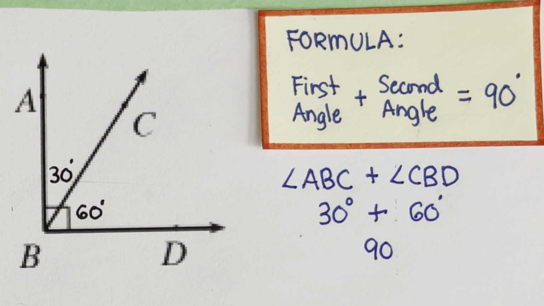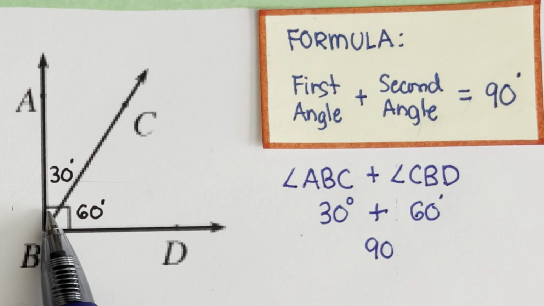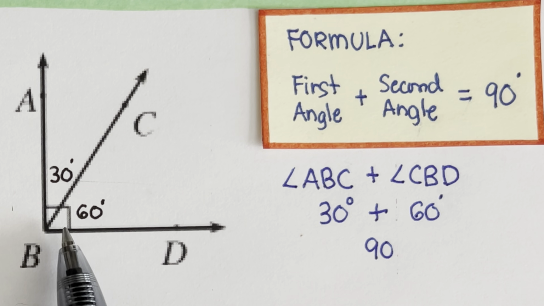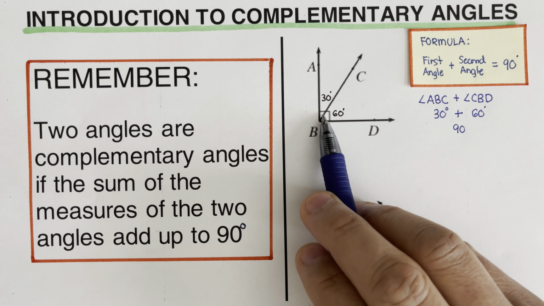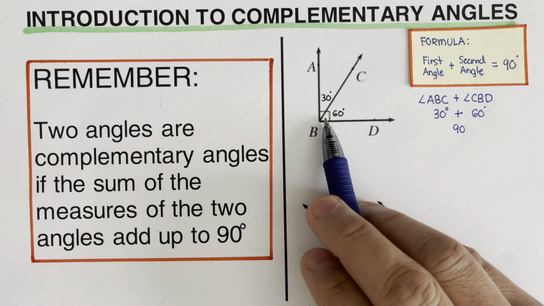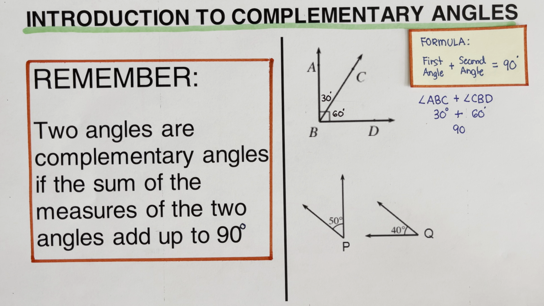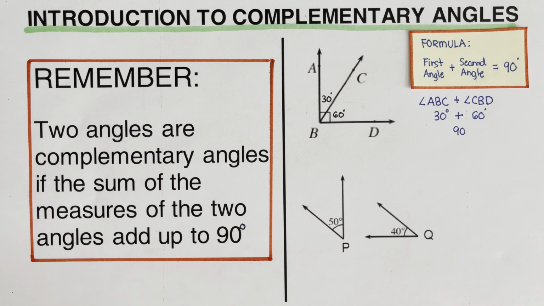Now we can actually tell right away just by looking at it that it's a complementary angle because there is a small square at the corner of this angle right here. Remember that this small square tells us that it's a right angle, and a right angle has a measure of 90 degrees. Now let's try the next one right here.